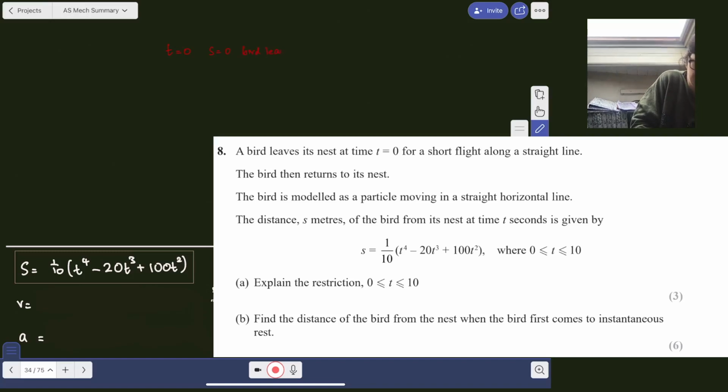Bird leaves nest. And then there's another piece of information they give us, which is that at another time that we don't know, S is 0 again, because the bird gets back. Bird's home. So that's some information. Bird is modelled as a particle moving in a straight line, and so on. That's all information, but it was important that I saw that word distance from nest, for sure.